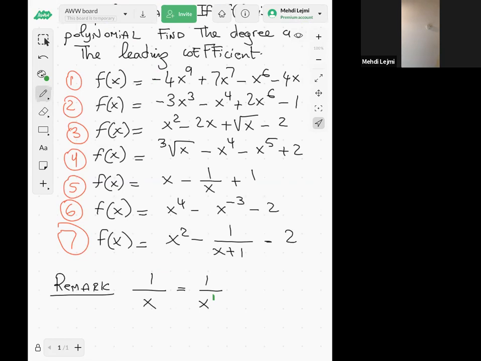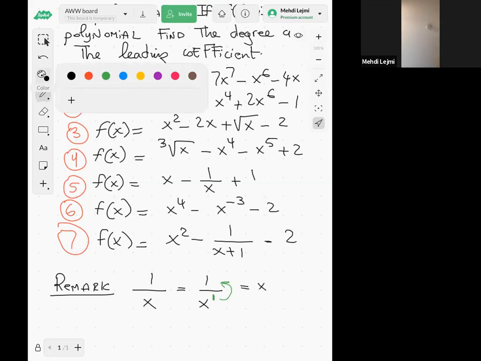But if you move this x power 1 to the top, it's going to be x to the power -1, right? If you move the power from the bottom to the top, then you have to take the opposite. So it's actually x to the -1. Yes, inverse of x, Rectim. Absolutely. So when you write 1 over x, it's actually x to the power -1, right? So just be careful.